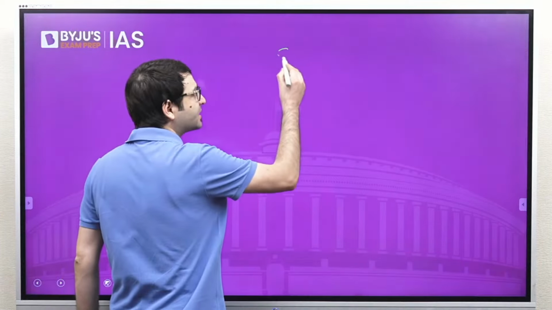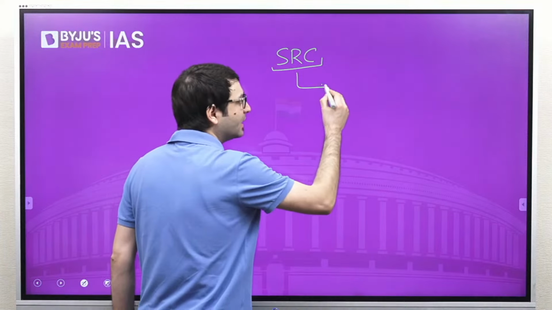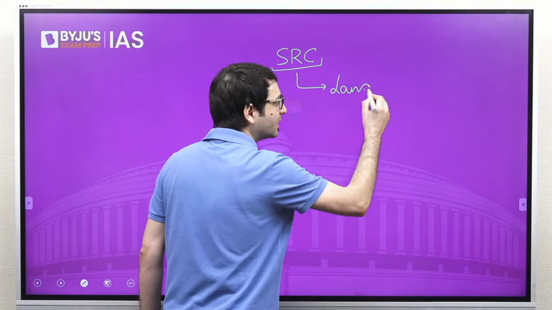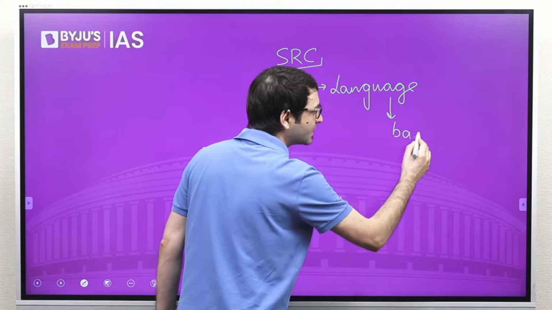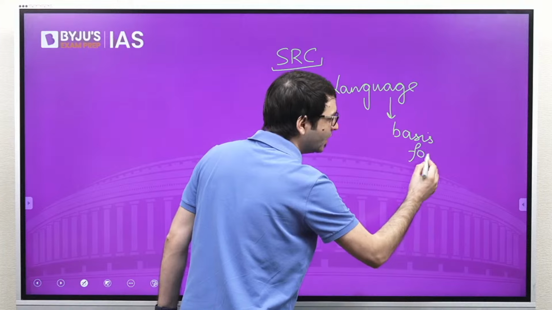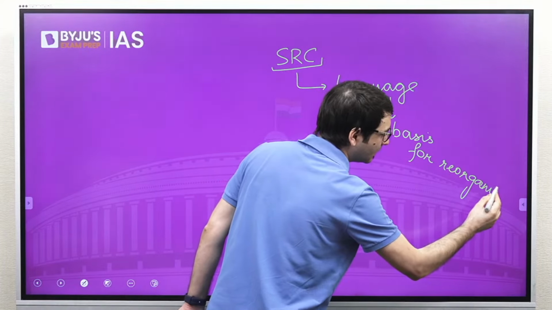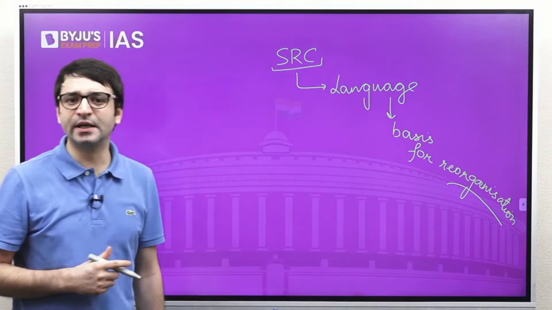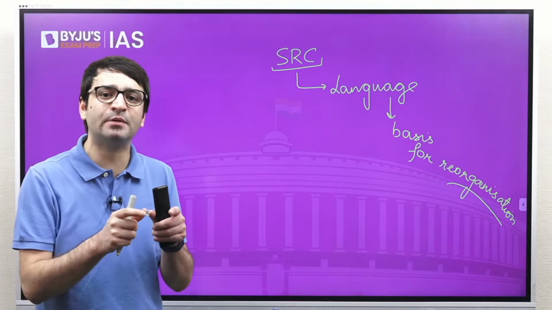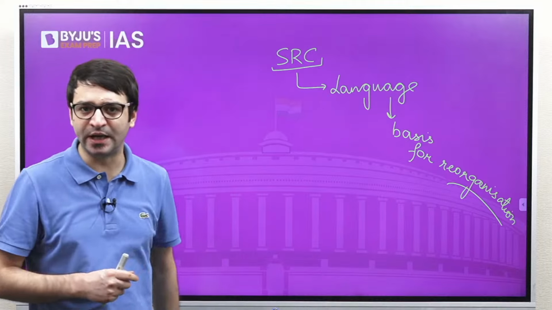But that States Reorganization Commission, what it basically did, it prescribed that language can be the basis for reorganization. If we have to reorganize the country into various states and union territories, for that language can be an important ground on the basis of which the states can be created.